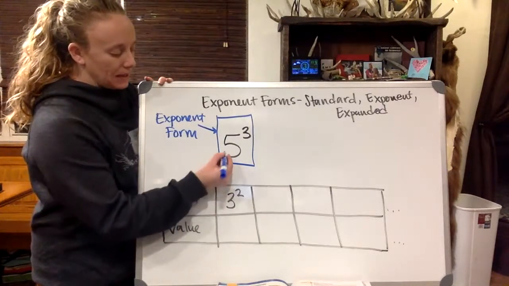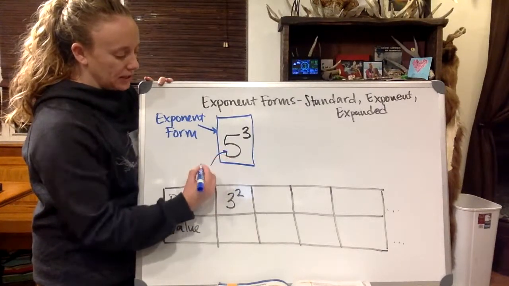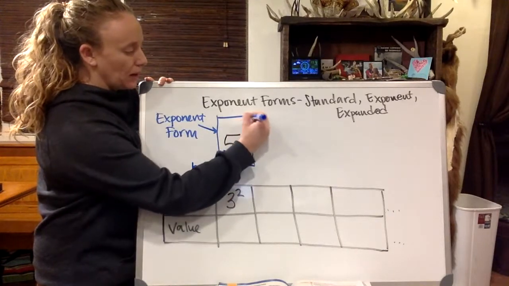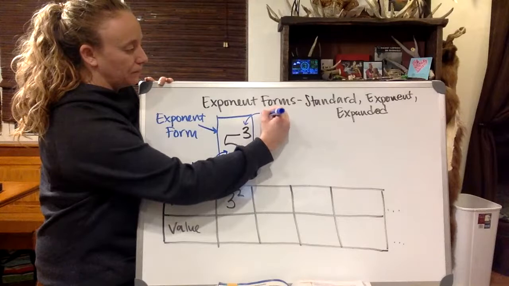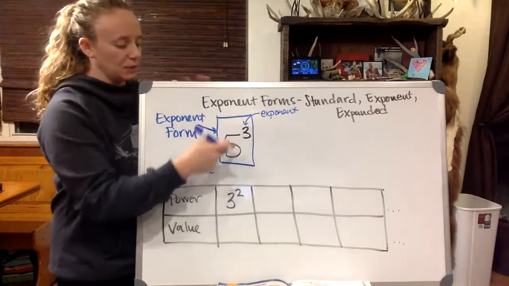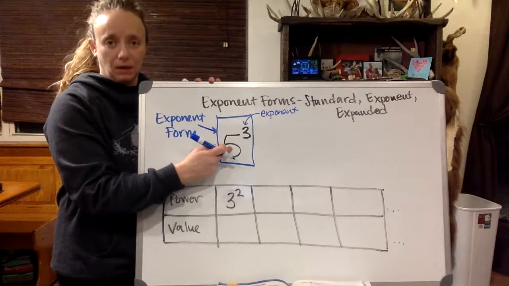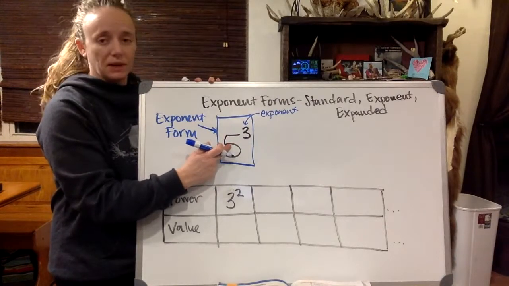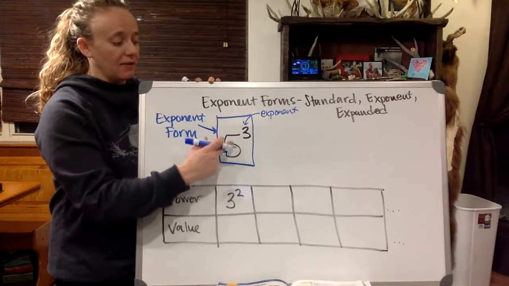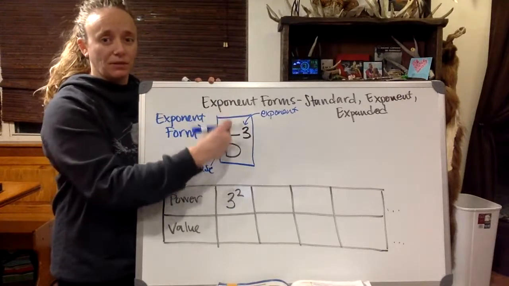We have a base number, which is this big one. This is our base. And this 3 here is our exponent. This 3 tells us how many times we're going to multiply the base number by itself. Okay, so we're going to multiply this base number 3 times over and over and over. So we're not saying 5 times 3, we're saying 5 times 5 times 5.